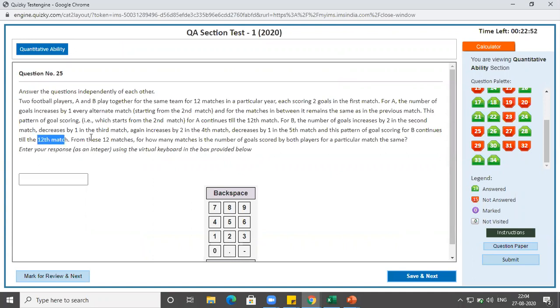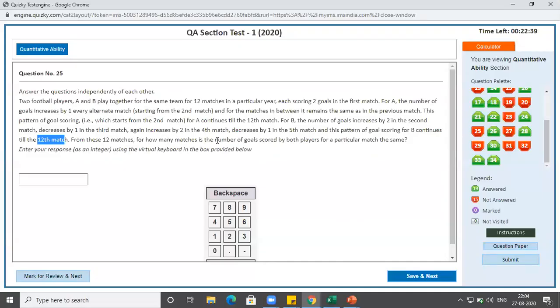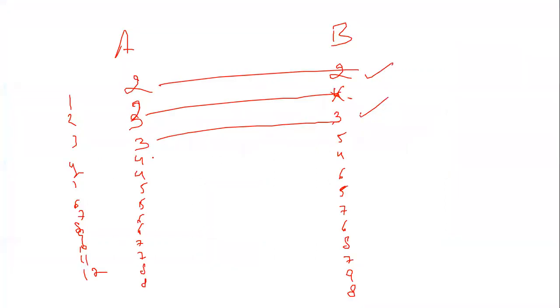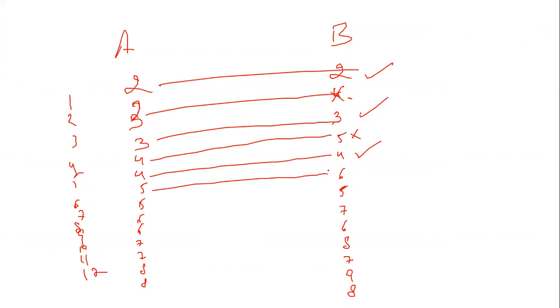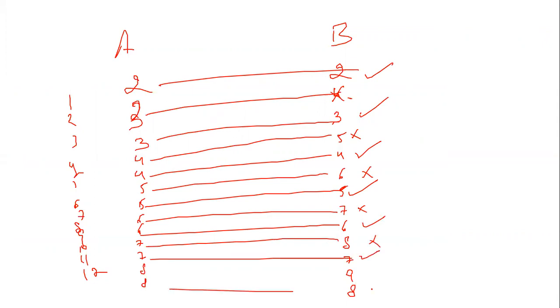The 12 matches continue. From these 12 matches, for how many matches is the number of goals scored by both the players for a particular match the same? 1, no. 2, yes. From these 12 matches, 4 matches. Okay. Then 3, no. 4, yes. 5, no. 6, yes. 7, no. 8, yes. 9, no. 10, yes. And then 12. So 1, 2, 3, 4, 5, 6, 7 matches.